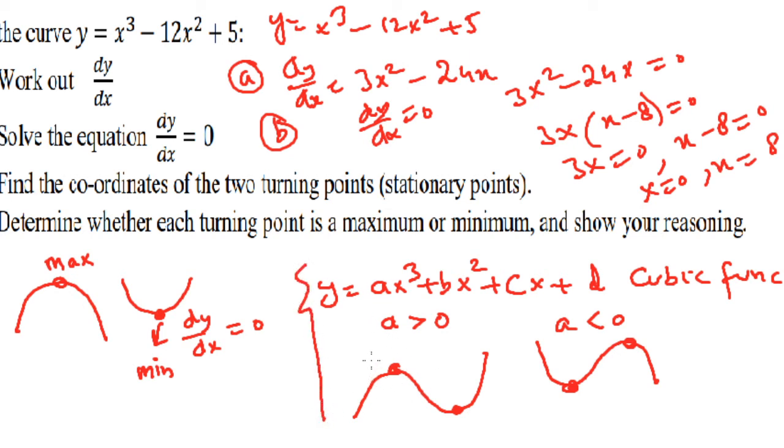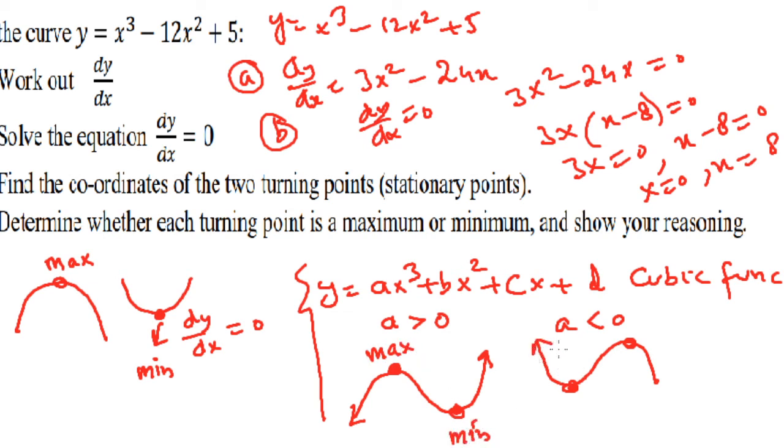A cubic function is a different thing. When a is greater than 0, the left side is coming down and the right side is moving up. But there are two stationary points, two turning points. One point is here, one point is here. This is maximum and this is minimum.